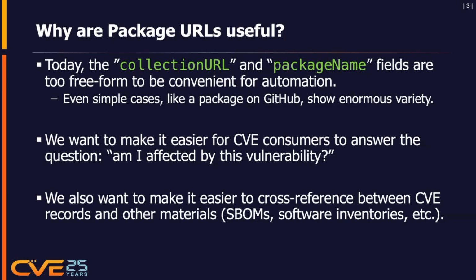The other piece is wanting to make it easier to cross-reference between CVE records and other materials and systems, whether that's a software bill of materials or a software inventory. One piece of feedback we saw in the CVE survey earlier this year was interest in having package URLs because people have other systems where they're already using them. Drawing the connection between the package URLs they already have, which identify the open source software they're using, and CVEs was proving too difficult. So this was a key part of the motivation for adding package URLs.